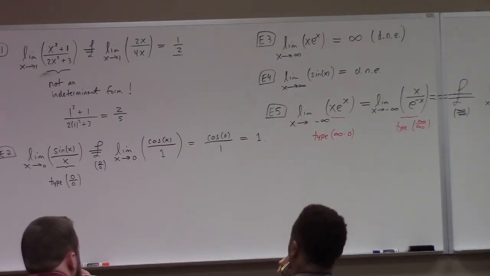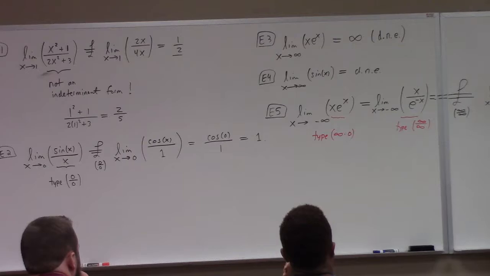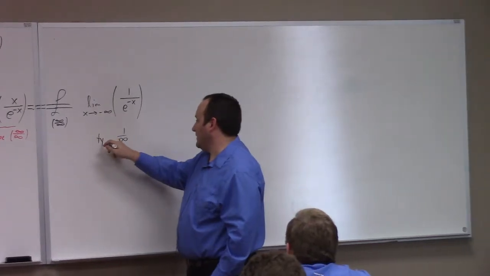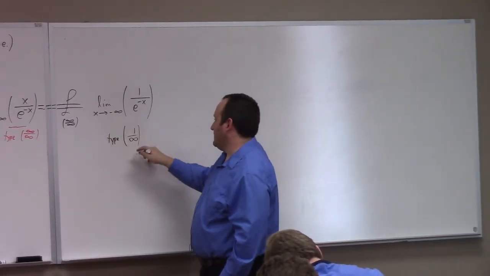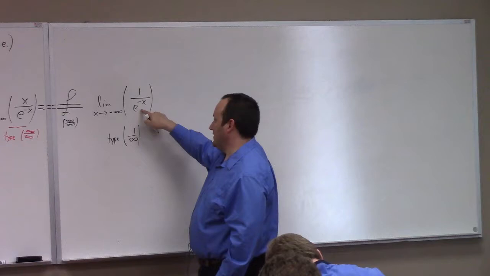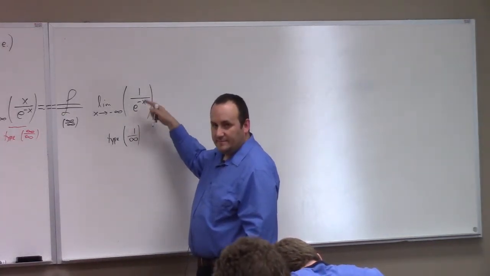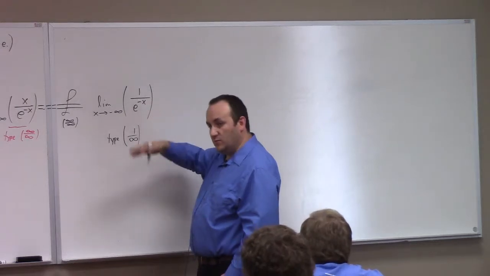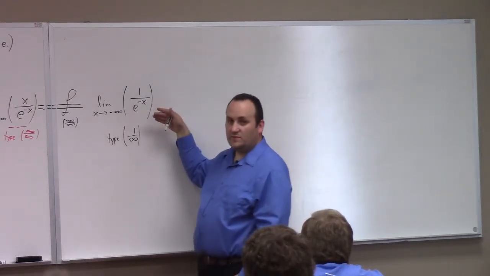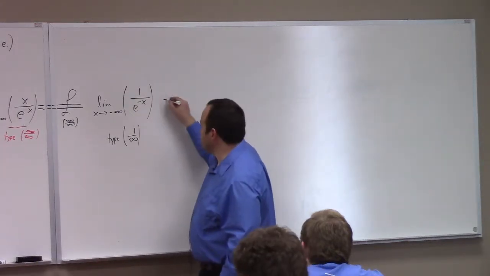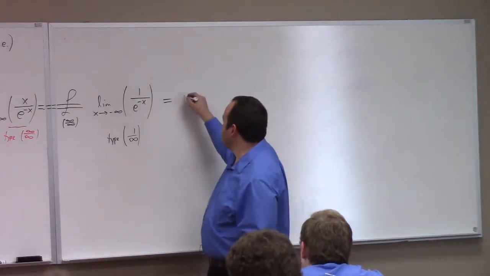Now I'm on board with you. Now this is basically 1 over infinity, is the type that we have. That's the pattern. The top goes to 1. The denominator goes to e to the minus minus infinity, which is e to the infinity, essentially something huge. So we've got 1 over something huge, which is not an indeterminate form. This is 0, right?